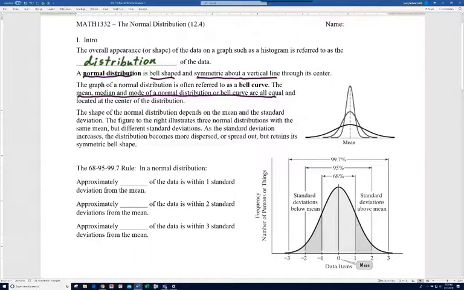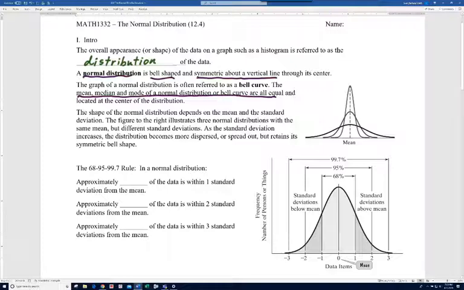And then it says the shape of the normal distribution depends on the mean and the standard deviation. The figure to the right illustrates three normal distributions with the same mean but different standard deviations. So remember, standard deviations indicate the spread of the data or how spread out it is. And so you can see with all of these three curves, you have the same bell shape, but some of the data is more spread out depending on which one you're looking at here.